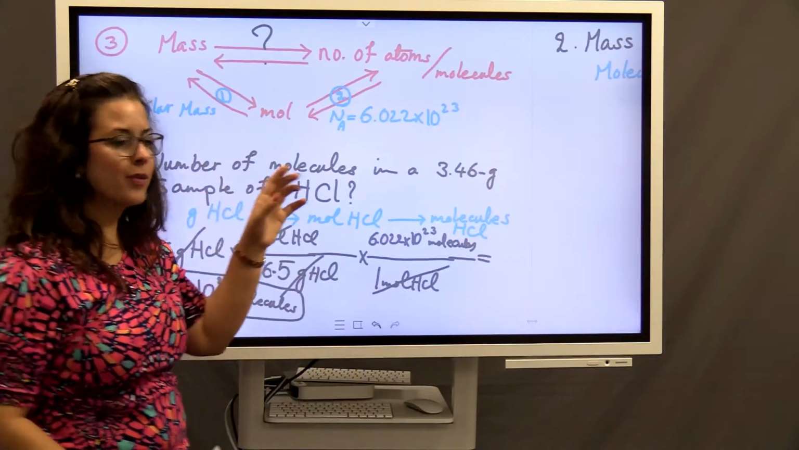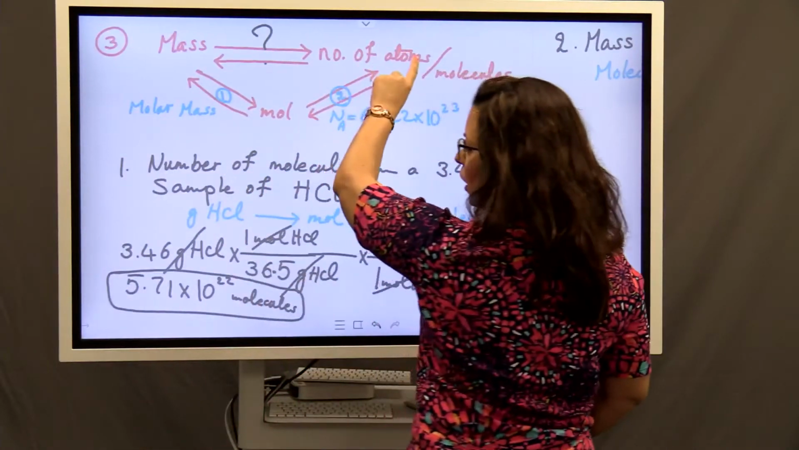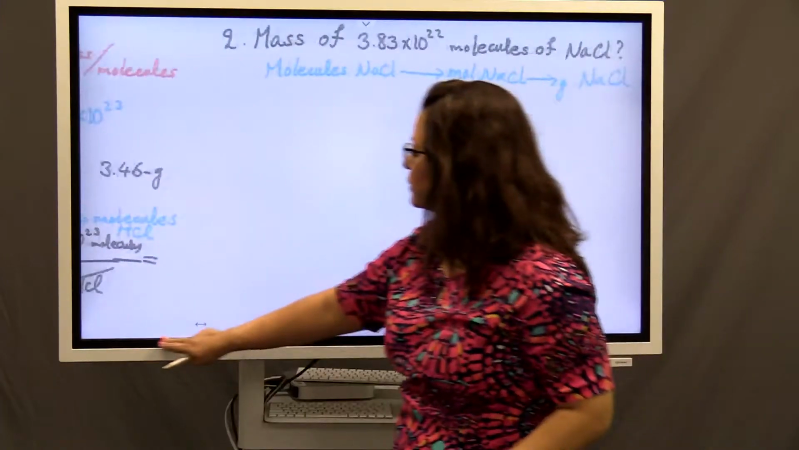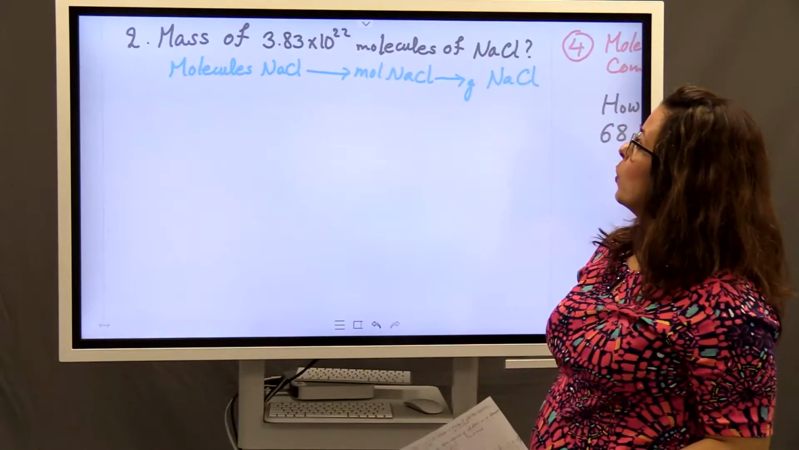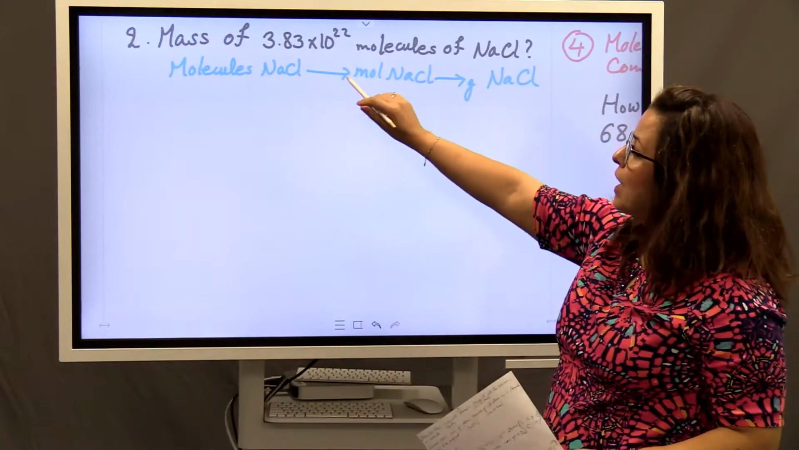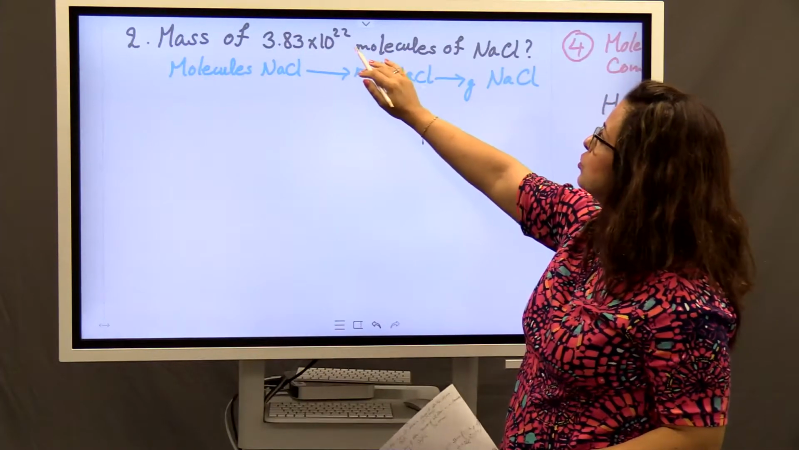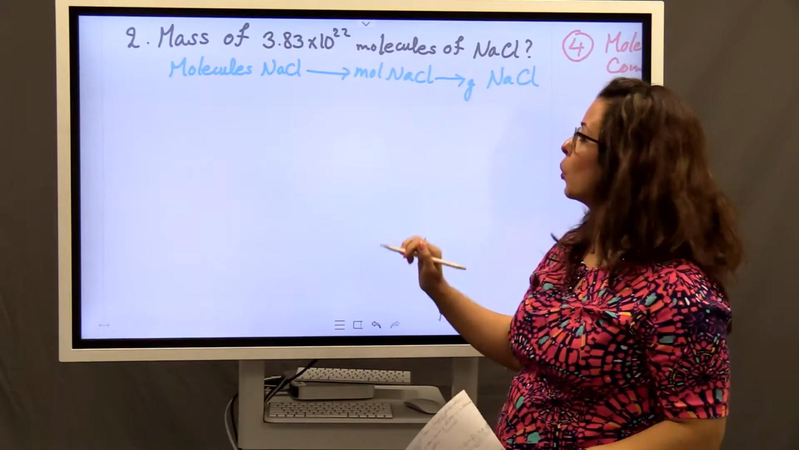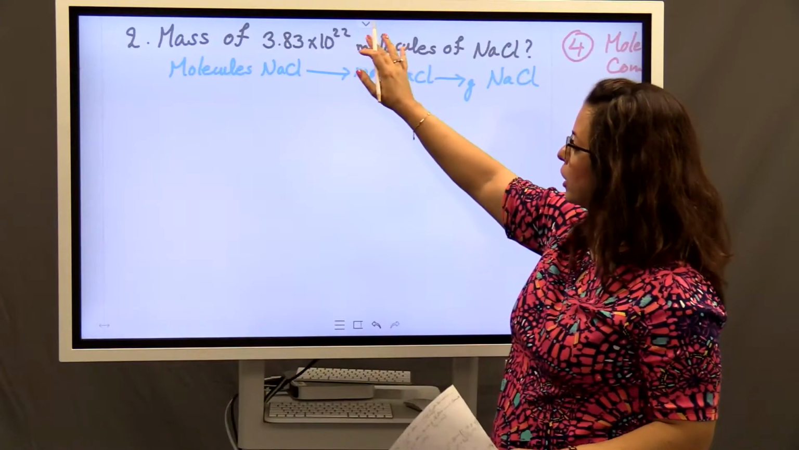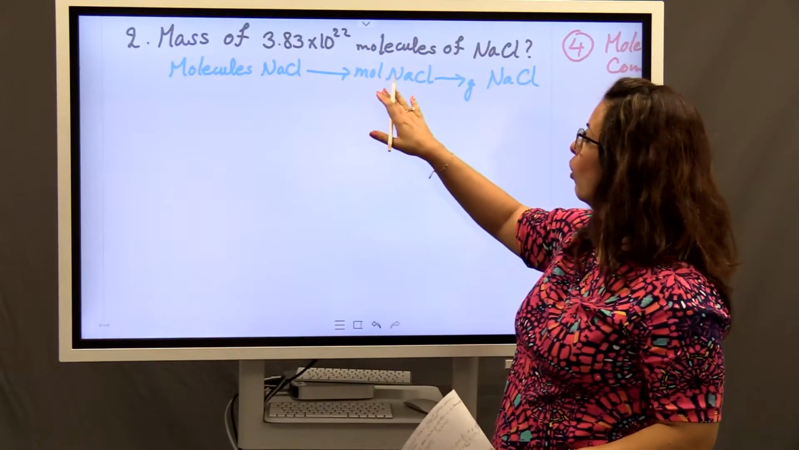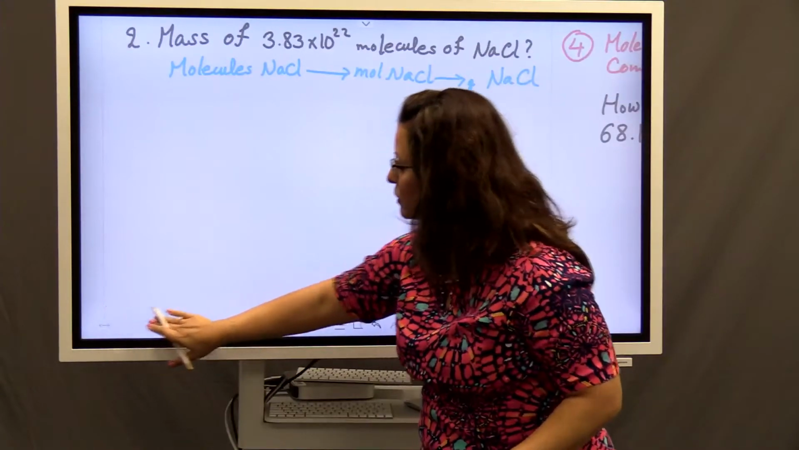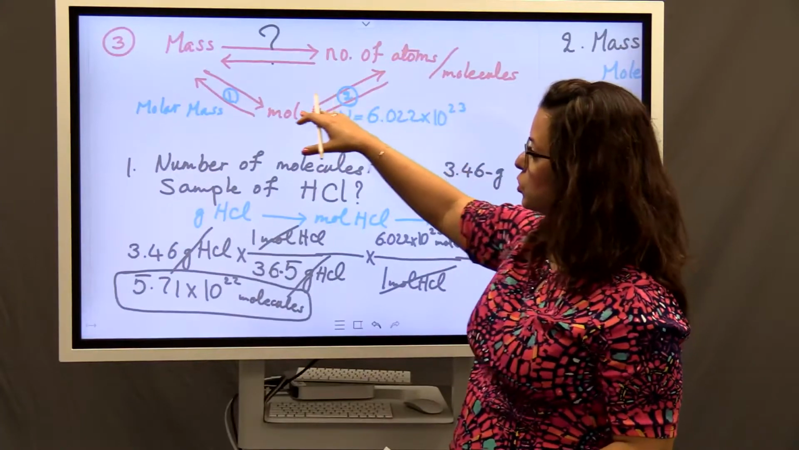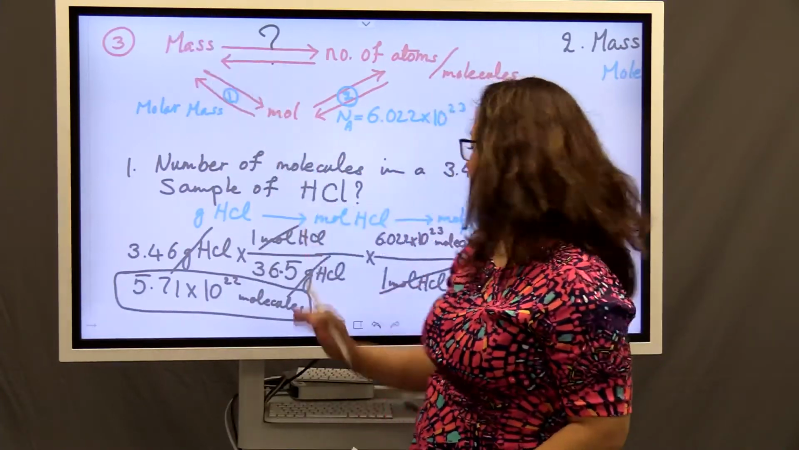Now let's go the opposite, from number of atoms or molecules towards mass. That's our next example. We are supposed to find the mass of 3.83 times 10 to 22 molecules of sodium chloride, NaCl. So given molecules, we go from molecules towards moles towards mass.